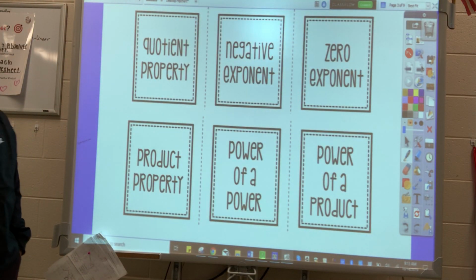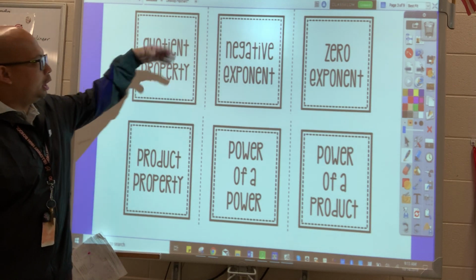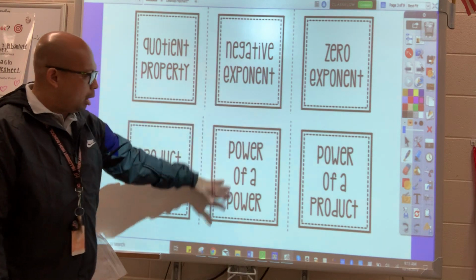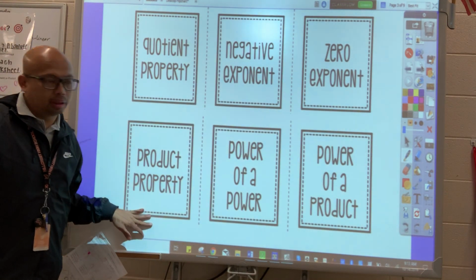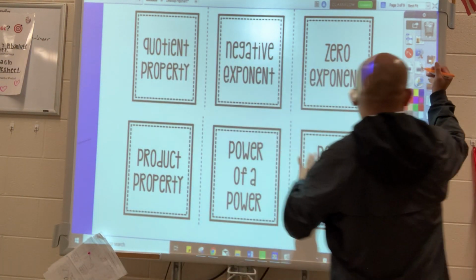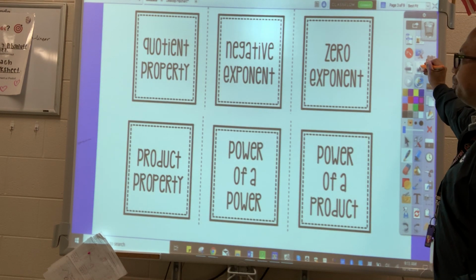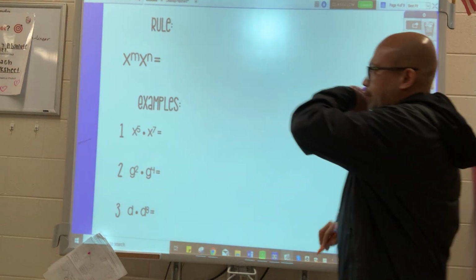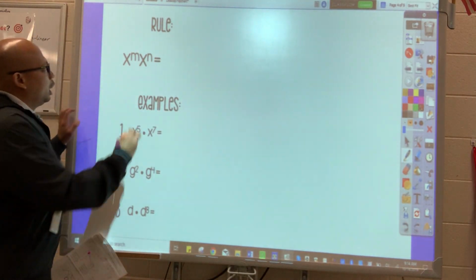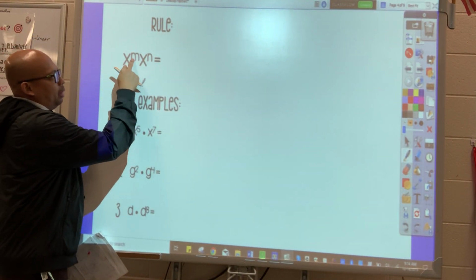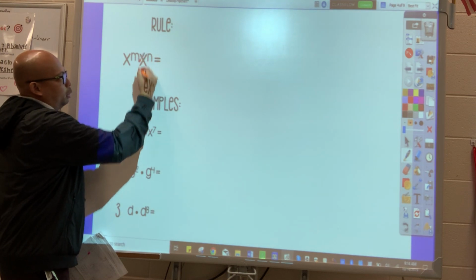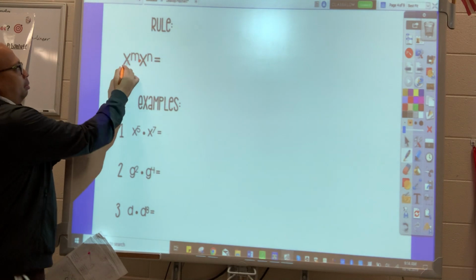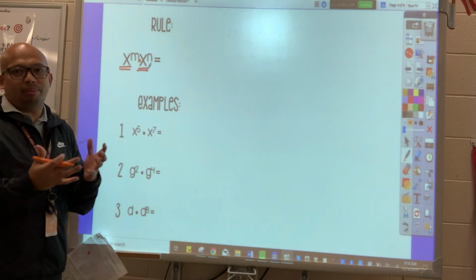Okay, so there are 6 that we're gonna learn today: the quotient property, the negative exponent, zero exponent, power of a product, power of a power, and product property. And we're gonna go over each of them. Okay, the first one here is the product property. It means you're multiplying x to the m by x to the n. When you're multiplying, if you notice, they have the same bases. They need to have the same base.